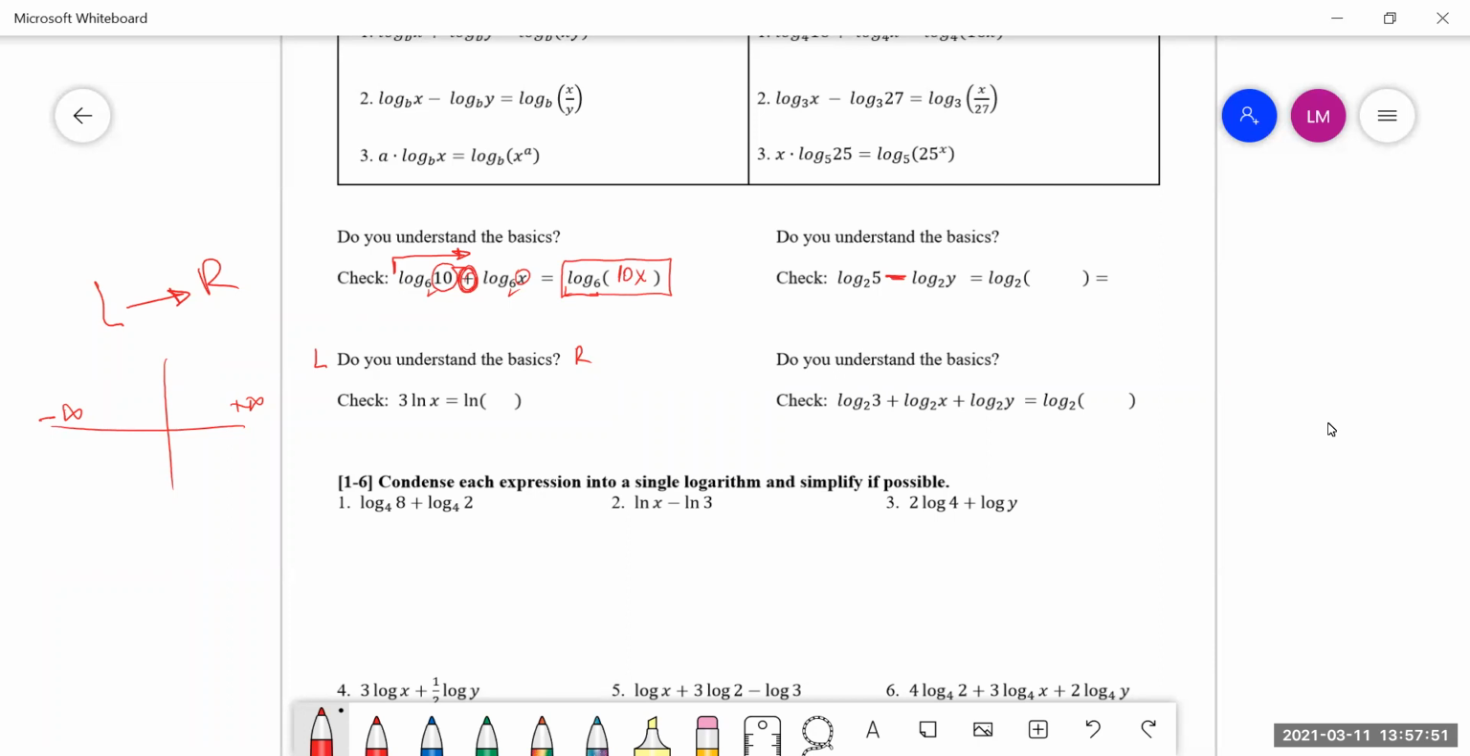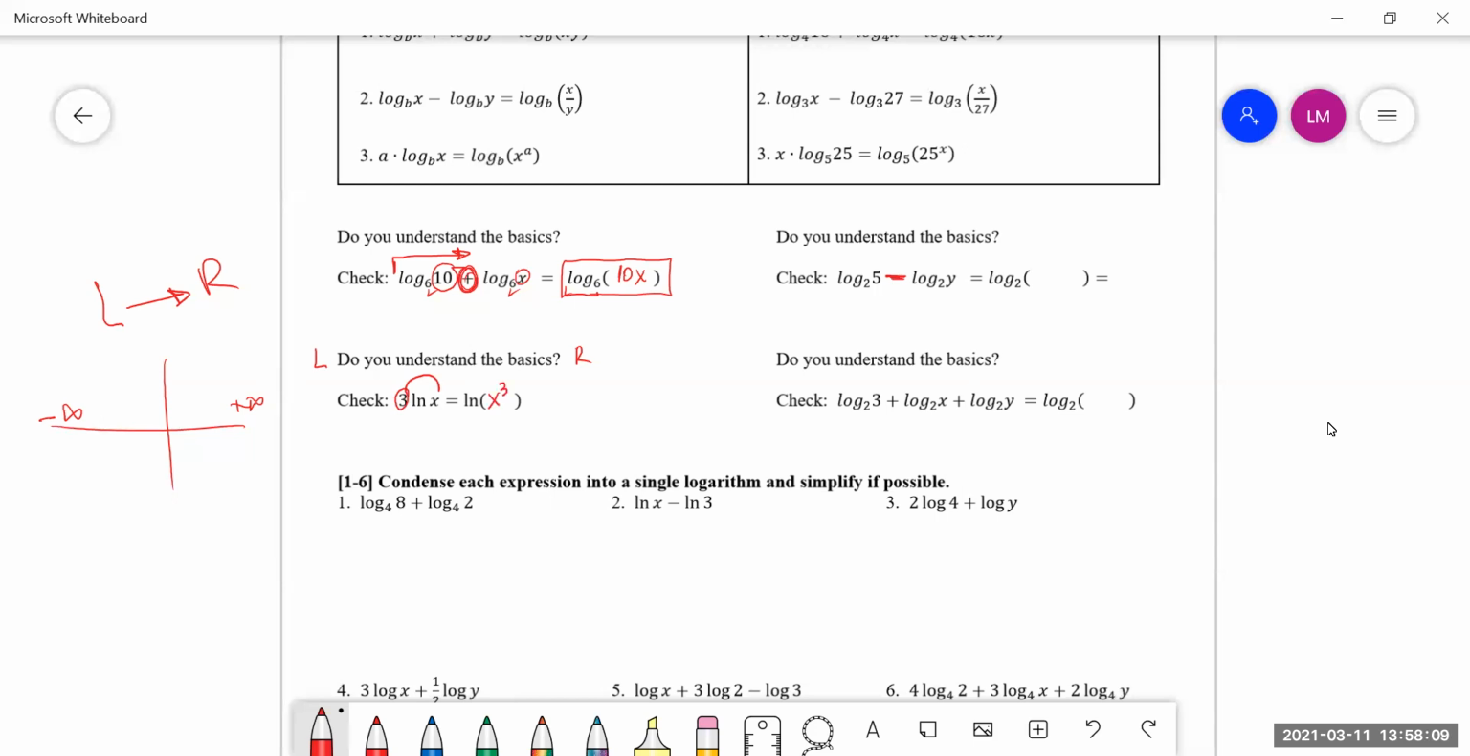Okay, let's do the other one. I have 3 times the ln of x. Well, that 3 needs to be brought up here because that's an exponent. So it becomes the ln of x cubed, right?